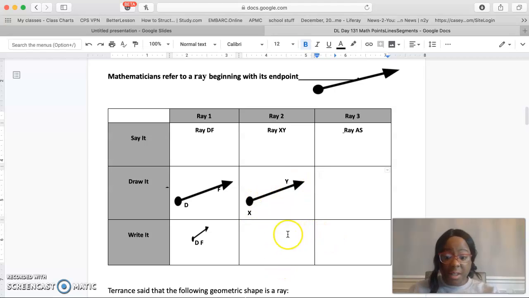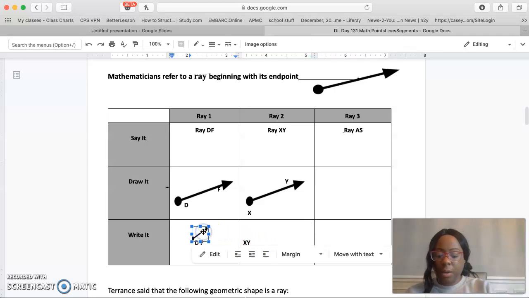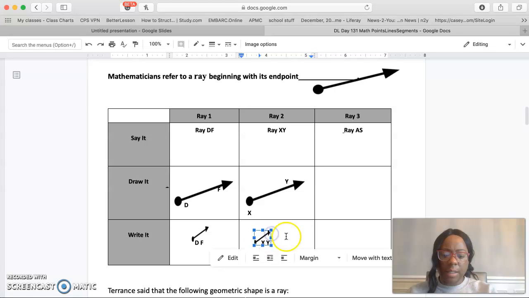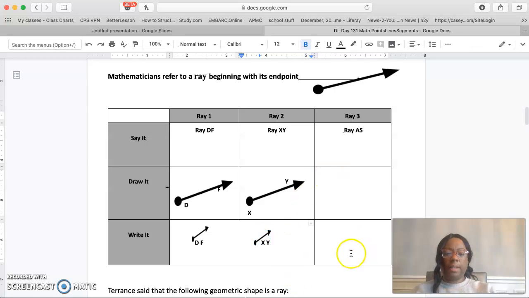I'm getting kind of good at this, y'all. Okay, so if we were to write it, we would write capital X, capital Y, and then we would put one of these tiny little ray symbols. Let's scoot it over towards the middle, right about here. So it would look like this, ray X, Y. Now you can go on to do the next one on your own. I'll give you a few seconds to do so.